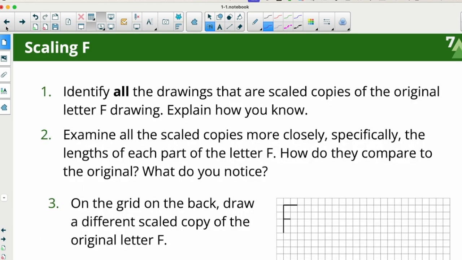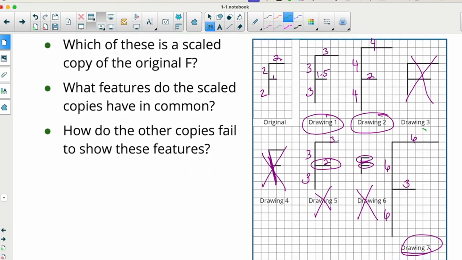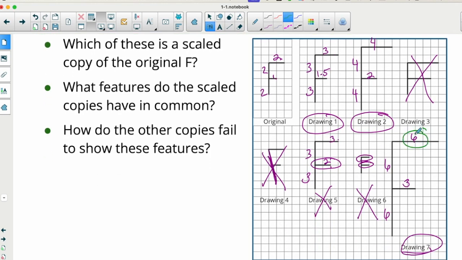It said examine the scaled copies, and mark closely the length of each part of the letter F. How do they compare to the original? Let's go to drawing 7. 2 times 3 gives me 6, and 1 times 3 gives me 3. So these side lengths are 3 times bigger.